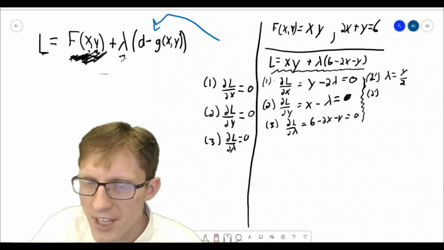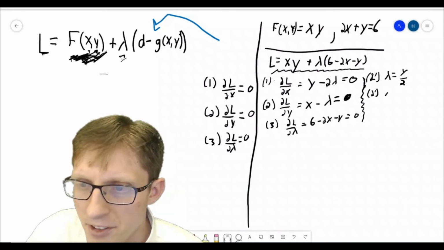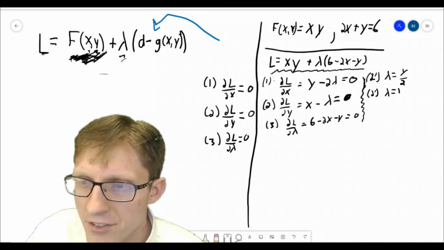Now I'm going to do the same thing for equation 2. I'm going to rearrange it to solve for lambda. And that one is simpler. It just gives us that lambda is equal to x.